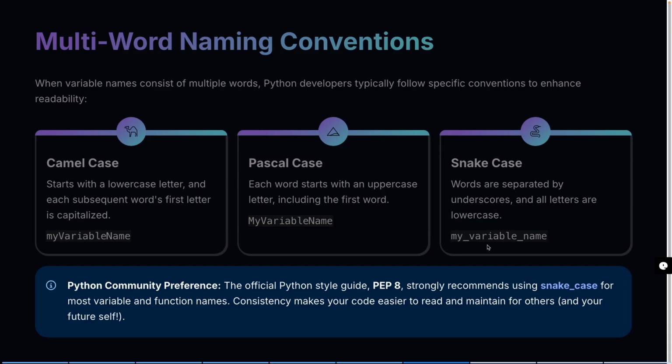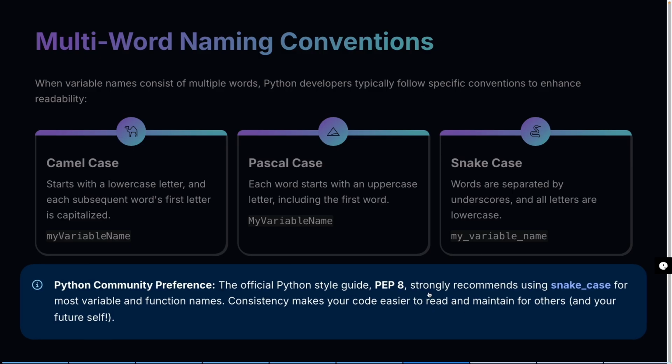Python community preference. The official Python style guide, PEP 8, strongly recommends using snake case for most variable and function names. Consistency makes your code easier to read and maintain for others and your future self.